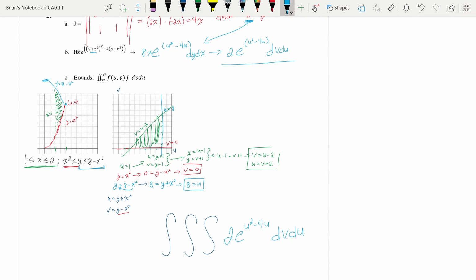So I don't know why I keep writing 3 integrals, but I do. It should only be 2 integrals. So our du on the outside, we're going from 0 to 8. On the inside, we've got v. So we're going from, remember, if we're doing that, it's like a vertical slice. So we're going from 0, v is equal to 0, to v is equal to u minus 2. Sweet.